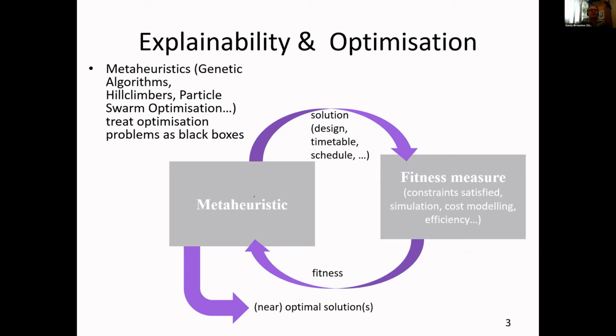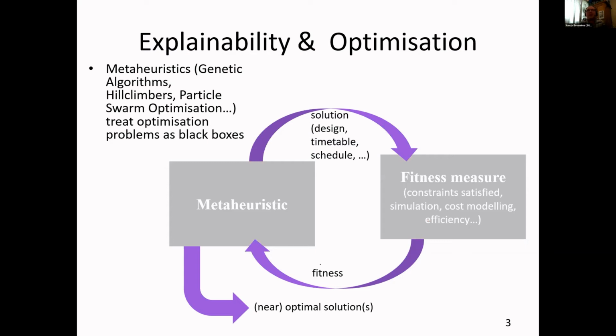So the meta-heuristic, by whatever means, is generating solutions, and they will be designed timetables, schedules, allocations of jobs, whatever it might be, and they're being measured against some kind of fitness measure. So that is counting how many constraints have been satisfied, running a simulation of performance or some cost modeling or something else. But whatever it is, it's giving us a quality measure of our solutions.